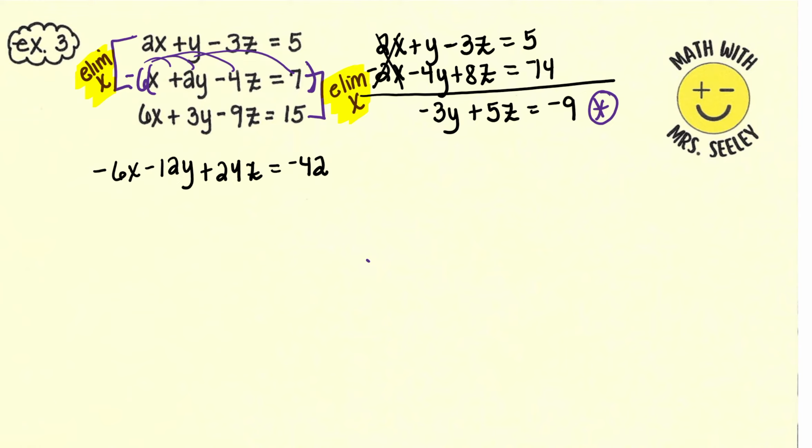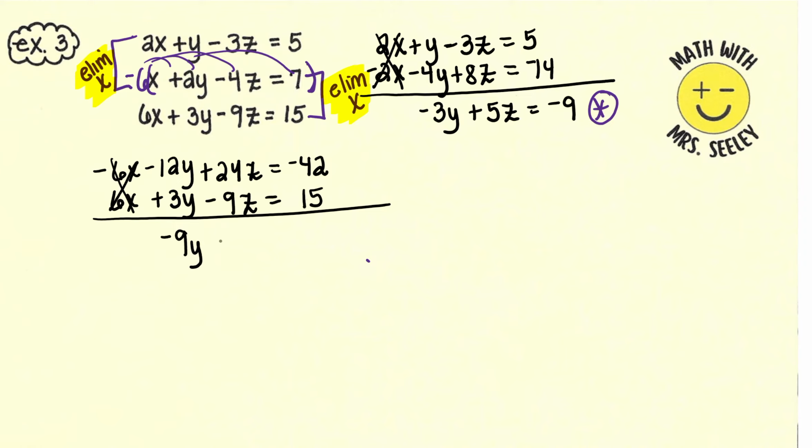All right, the bottom equation, just bring it down like you see it. 6x plus 3y minus 9z is equal to 15. The x's cancel, and I have negative 9y, and then plus 15z is equal to negative 27. And that is our second star equation.